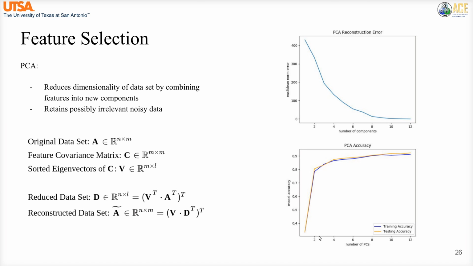And as you can see, from the first two principal components onward to the rest of the data set, you see fairly similar results in training. Although obviously the optimal feature set is all 12 features.